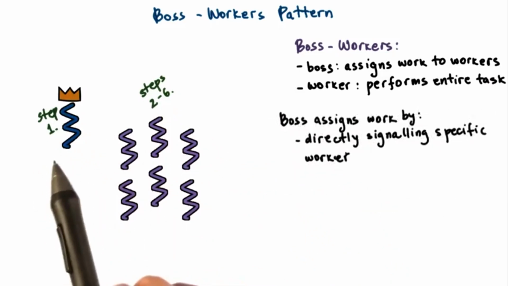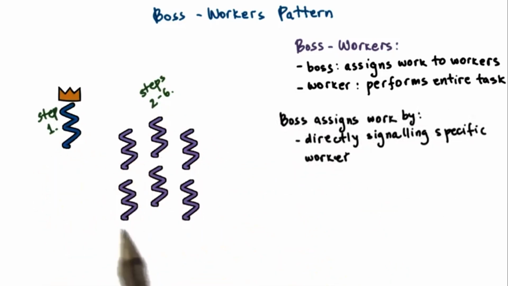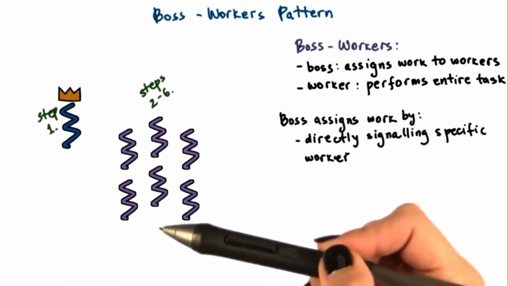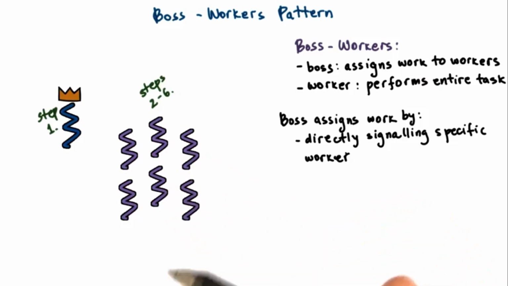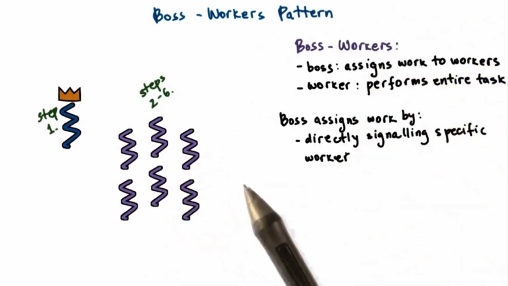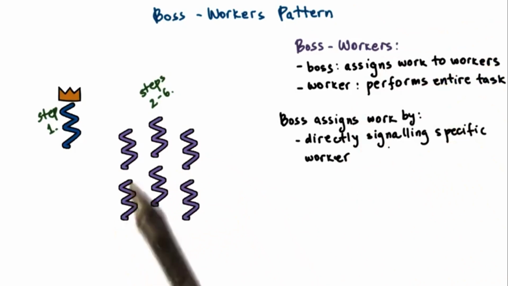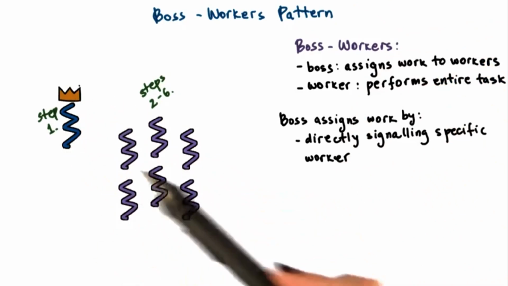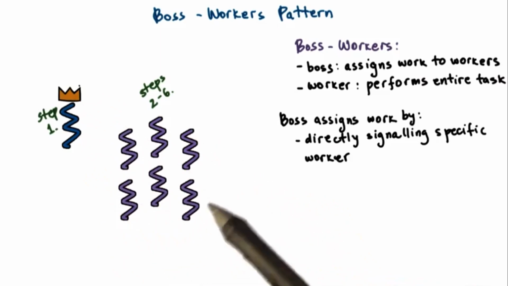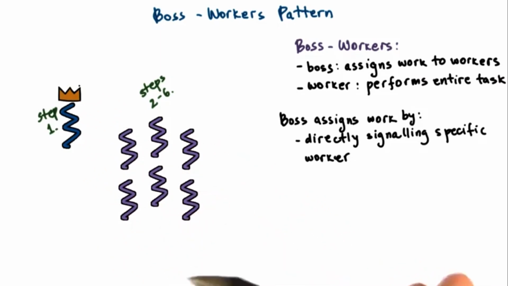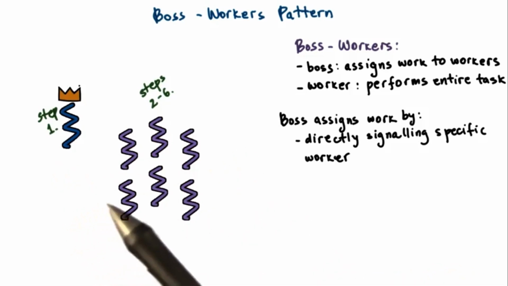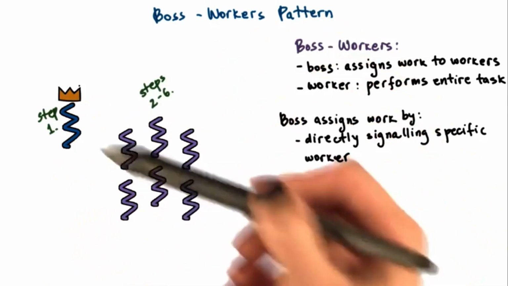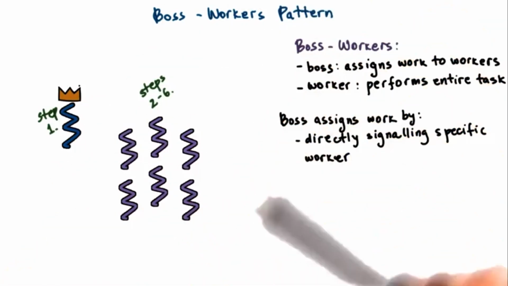So how does the boss pass work to one of the workers? One way is for the boss to keep track of exactly which workers are free and then hand off work to those workers. So it's specifically signaling one particular worker. This means that now the boss will have to do more for each order because now it has to keep track of which of the workers are available. And it will also have to wait for that particular worker to accept the order from the boss when it's being passed, sort of like a handshake.